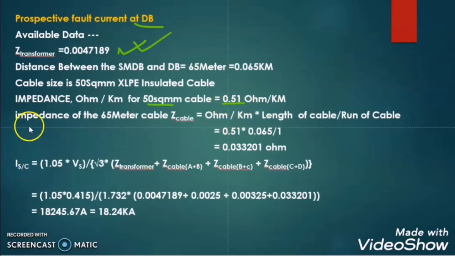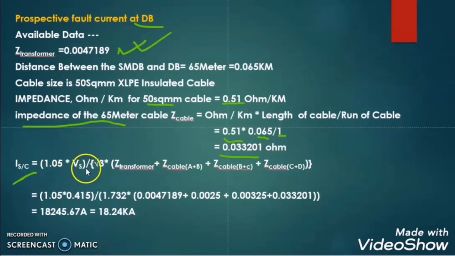So the total impedance of 65 meter cable, which has a size of 50 square mm, will be ohm per kilometer into the length of the cable divided by the number of runs. So ohm per kilometer is 0.51, the length of the cable is 65 meter, that is 0.065 kilometer, and the number of runs is 1. When we calculate this, we will get the value 0.033201 ohm.